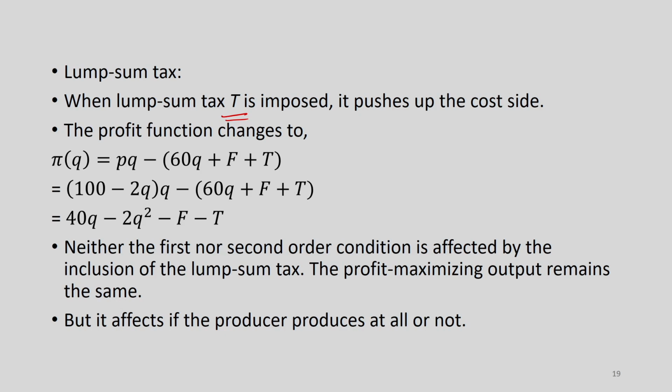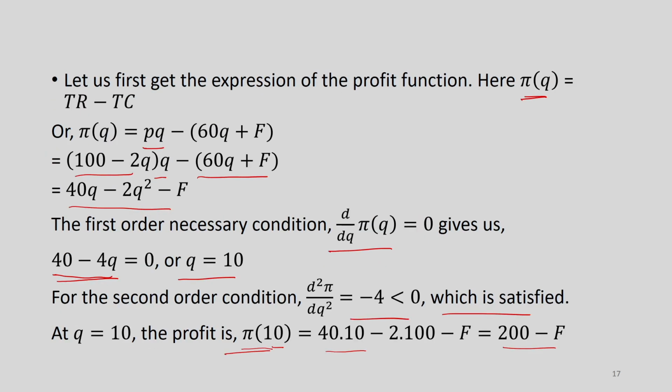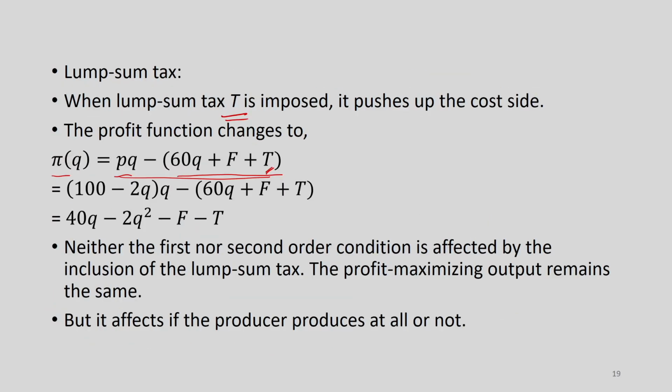So, in this case the profit function has changed. It has changed to this. The total revenue is PQ minus the cost, and you can see in the cost there is an additional term, plus T. So, earlier it was just this much, 60Q plus F, now it is 60Q plus F plus T, and I can simplify this to this expression: 40Q minus 2Q square minus F minus T.